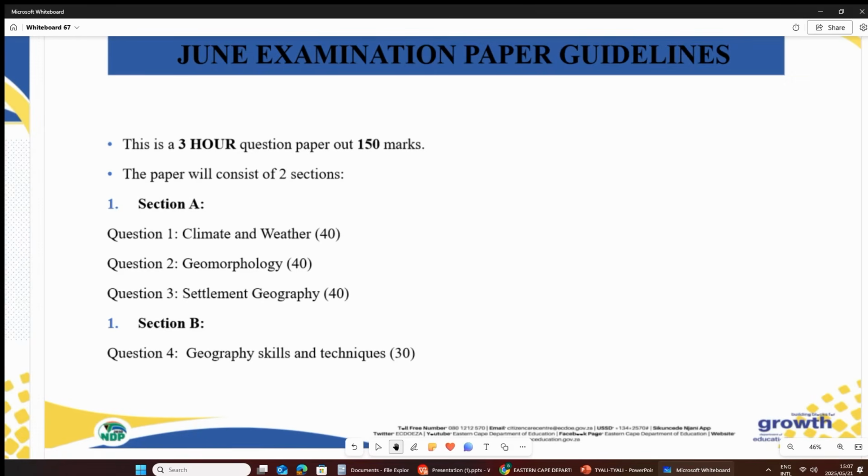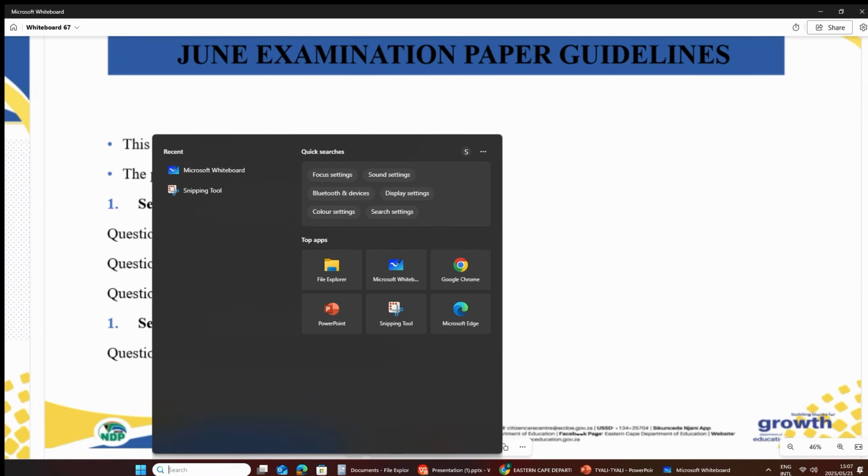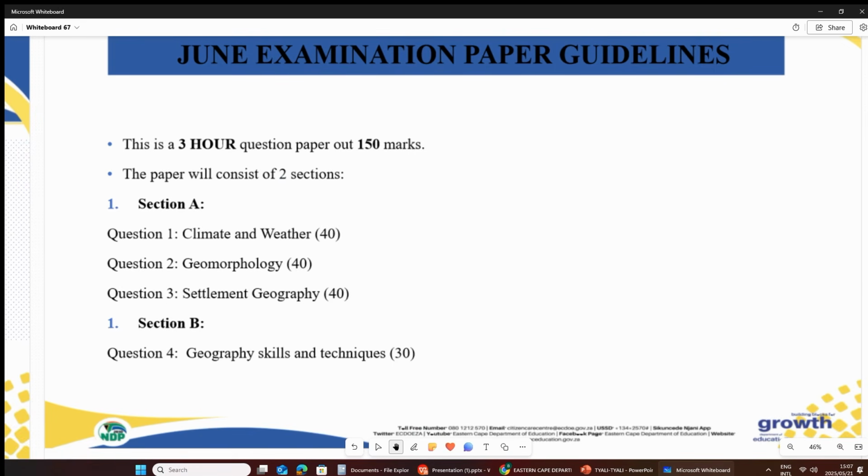And then we go to Section B. Section B will only have 1 question, and that is question 4. Question 4 is on map skills as well as geography skills and techniques. Now, the map skills and calculations will be 10 marks, interpretation will be 12 marks, GIS is going to be 8 marks, to make the 30.